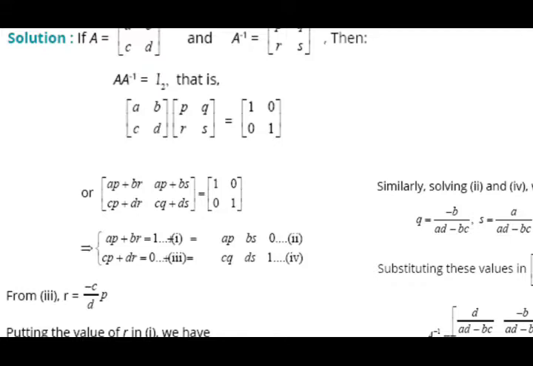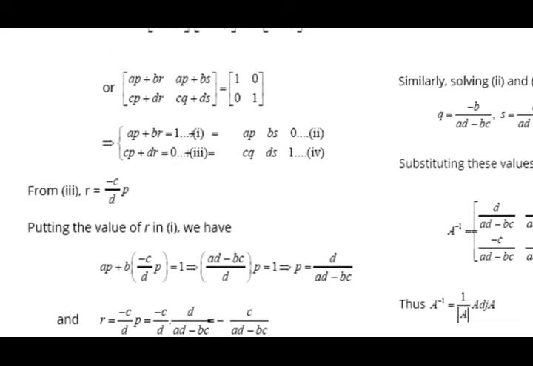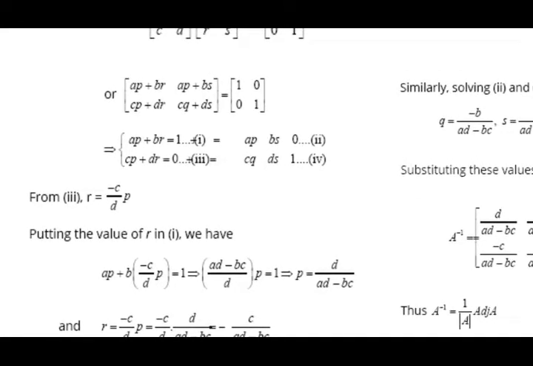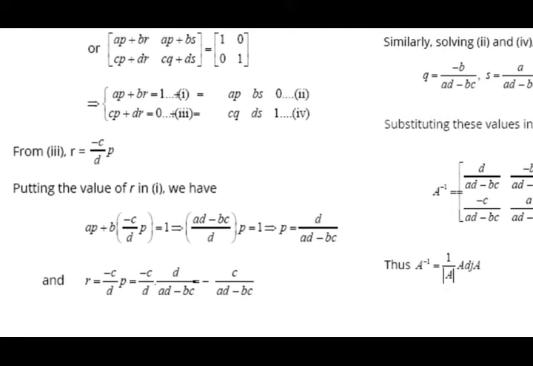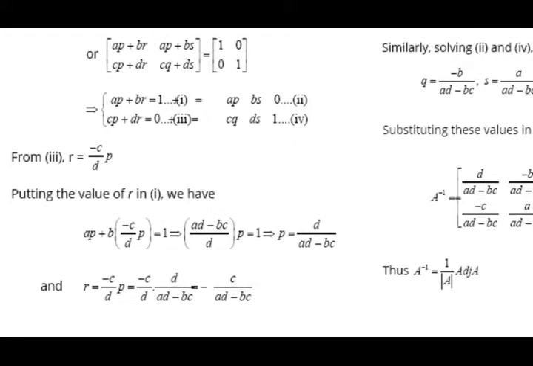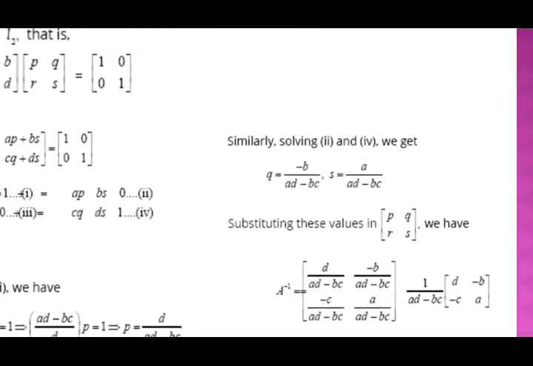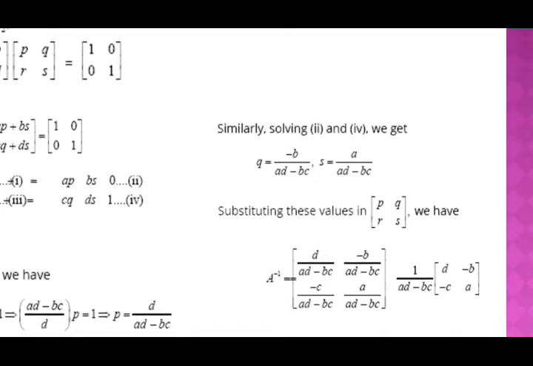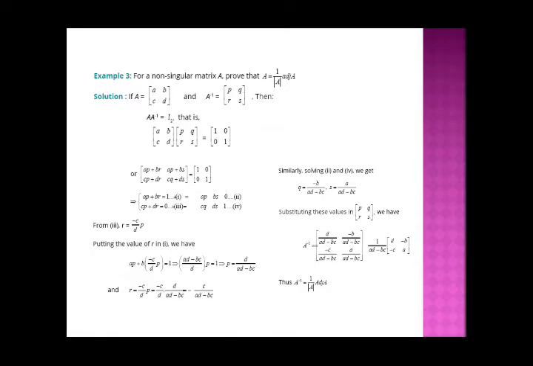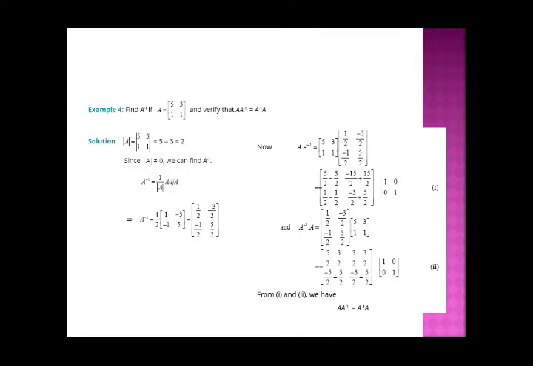And from 2 we have the value of R. Put this in 1 and we get the value of P. Similarly, solving 2 and 4, we get the values, and here is its inverse. We place their values. Next, another example.